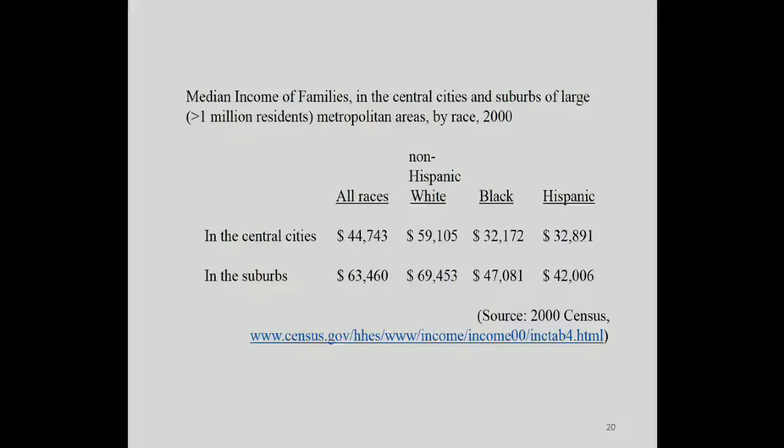Again, it changes every time. But in the 2000 census, what we see is, well, where are the highest income categories? They're in the suburbs, non-Hispanic whites, at that time around $70,000 median household income. And the lowest, central cities, African Americans, Hispanics, at one-third of the income. So huge discrepancies, and what you see is a complex set of interactions between class and race.